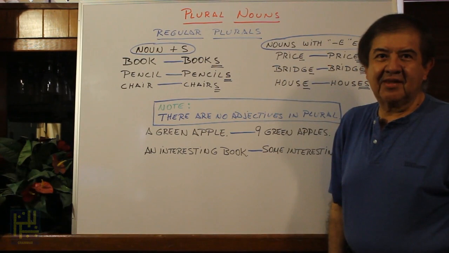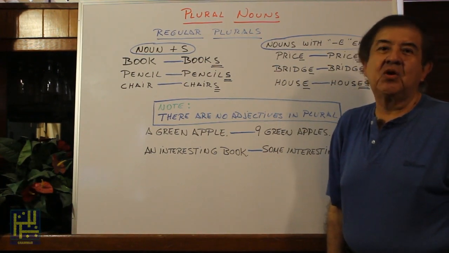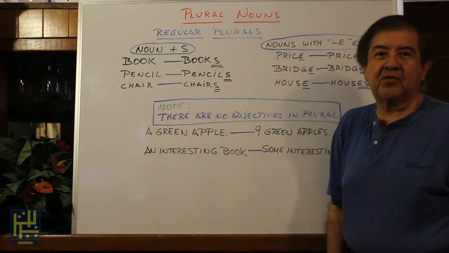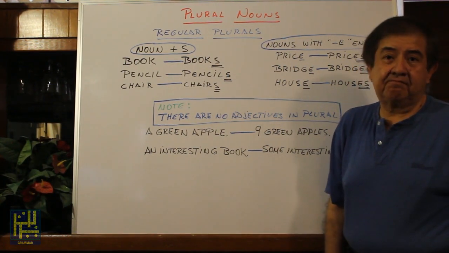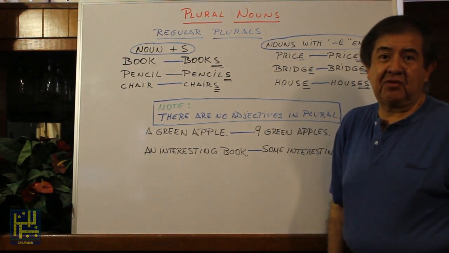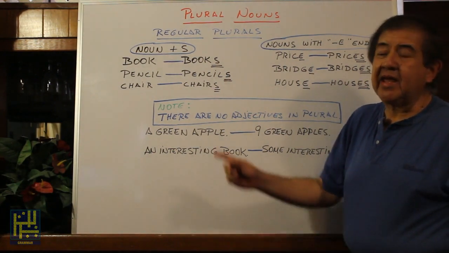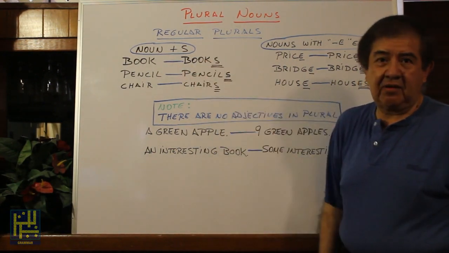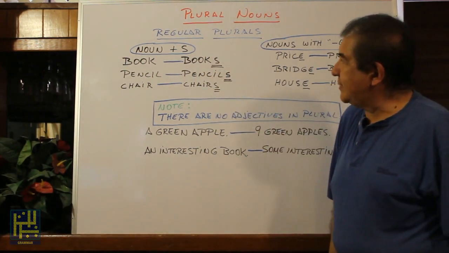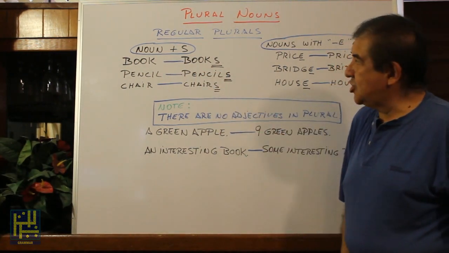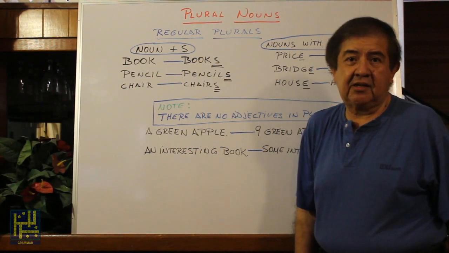Hello everyone. In this session we're going to learn about the different forms for the plural nouns. We have different rules. The first rule is, in general, the same as in Spanish. We only have to add an S to the noun. For example, book, books, pencil, pencils, chair, chairs.